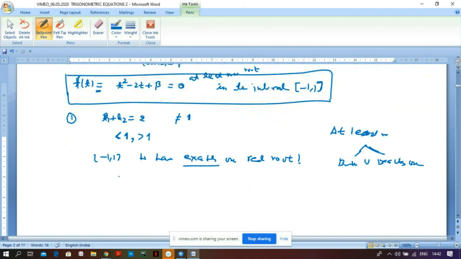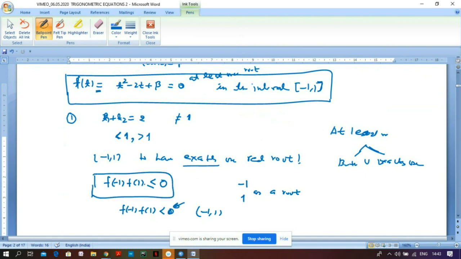And the condition for that in terms of the quadratic is that f of -1 times f of 1 is less than or equal to 0. Equal to 0 is achieved because you can have -1 and 1 also as a root, possibly. And the condition that it has strictly a root between -1 and 1 is given by f(-1) f(1) less than 0. That is, at -1 and +1, f must have different sign. If we combine this, we get the condition for this equation in t to have exactly one real root in the interval -1, 1.